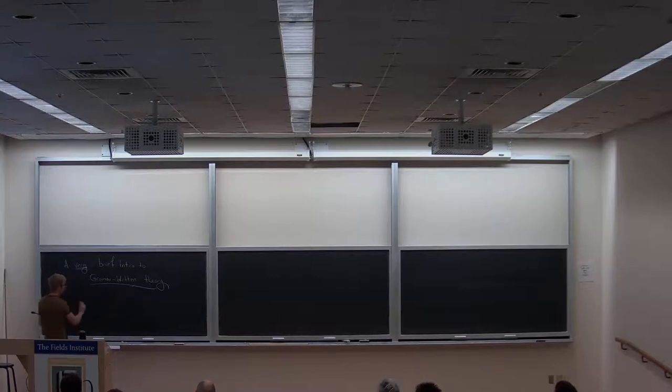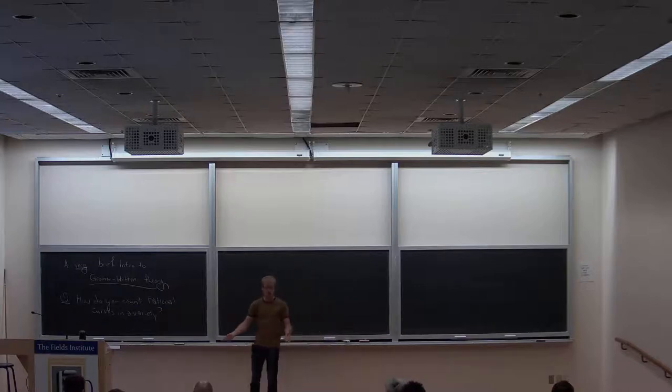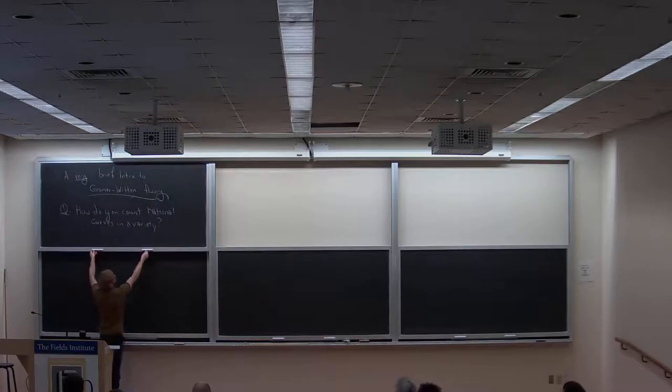So just to start, the idea behind Gromov-Witten theory is the following question. How do you count rational curves in a variety? Now, just as an aside, I'm sure everyone in this room probably at some point has been asked by someone they've just met, a friend of a friend or anything like that, what do you do? And the way that I typically have learned to respond to this, in terms of describing what I actually personally do, I start with the following question.